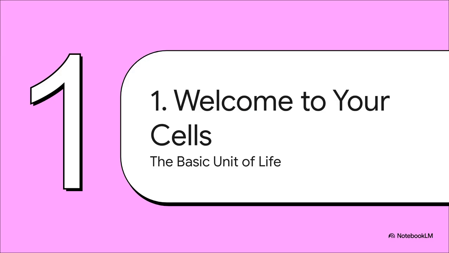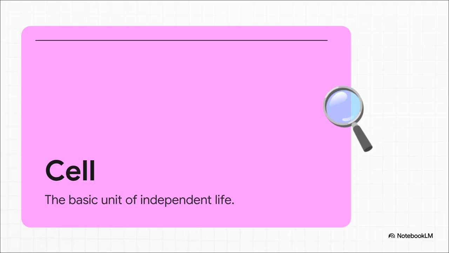So, our first stop on the tour is to get the lay of the land. What exactly is this city we keep talking about? We're exploring the cell, the absolute basic unit of life itself. And there it is. That's the core idea right there. Any living thing that can make a go of it on its own is made of cells. But what's really wild is that they're all constructed from the same basic starter kit of molecules. It's just how you arrange them that makes all the difference.